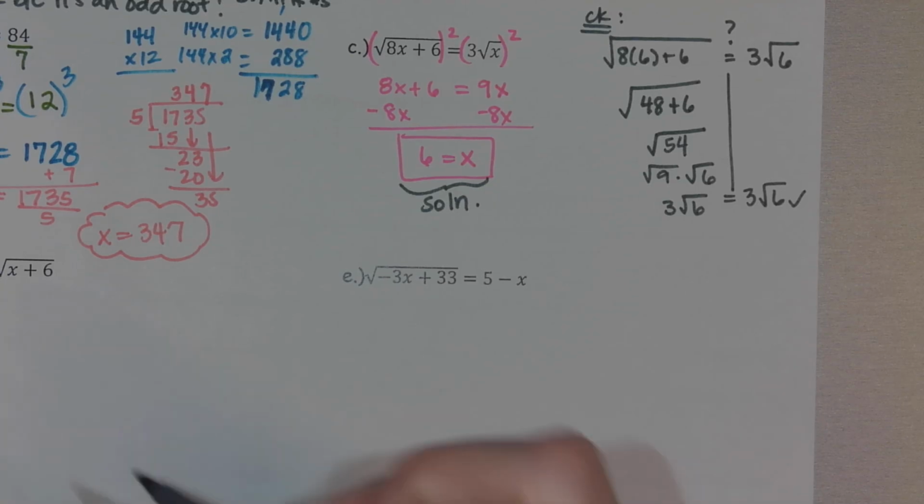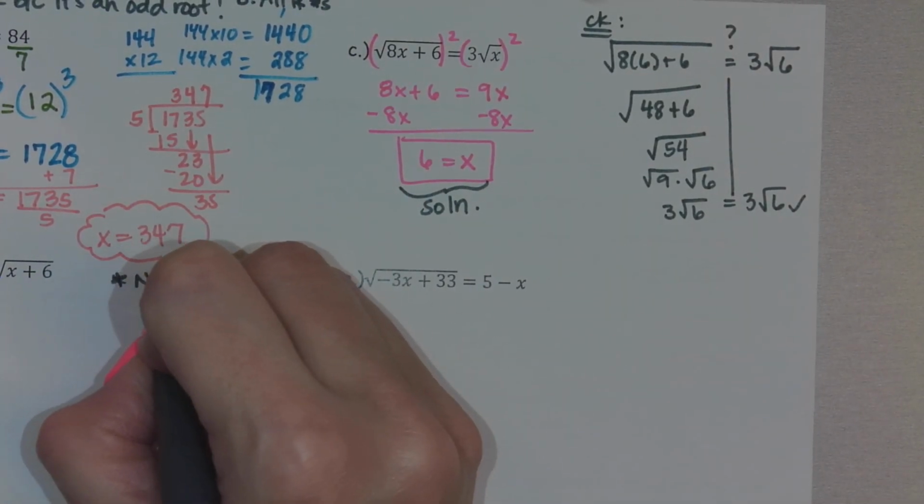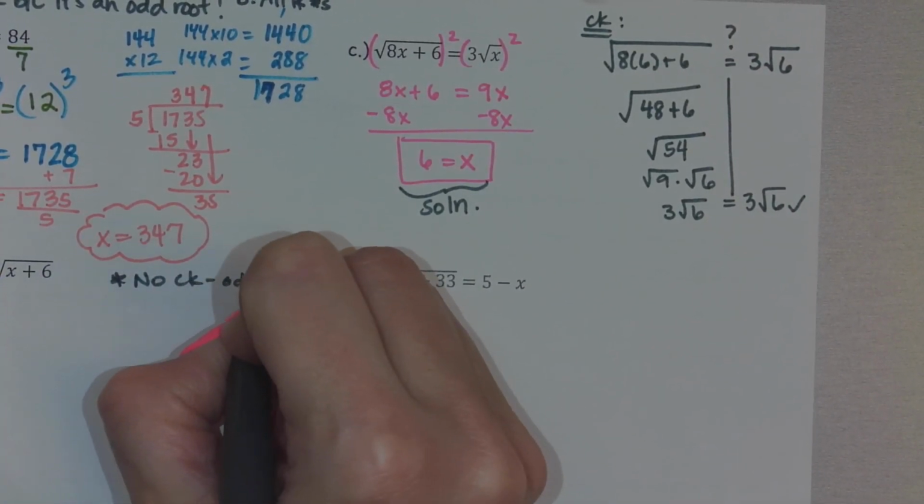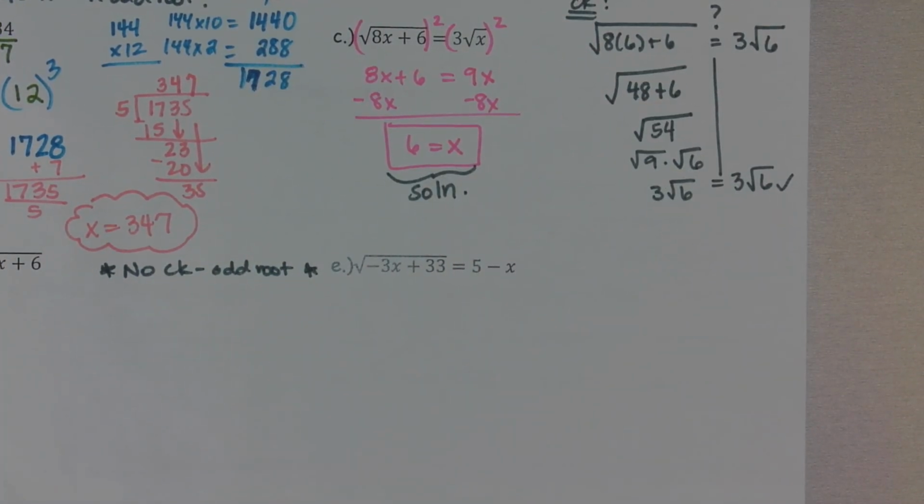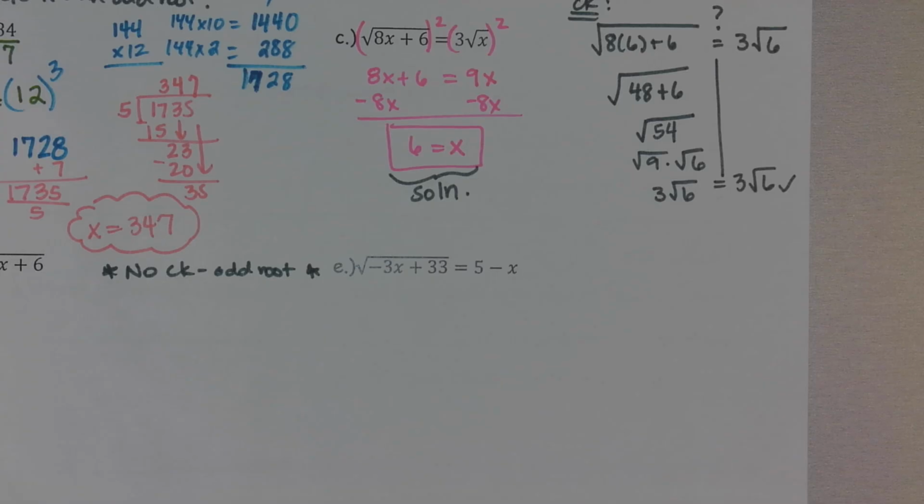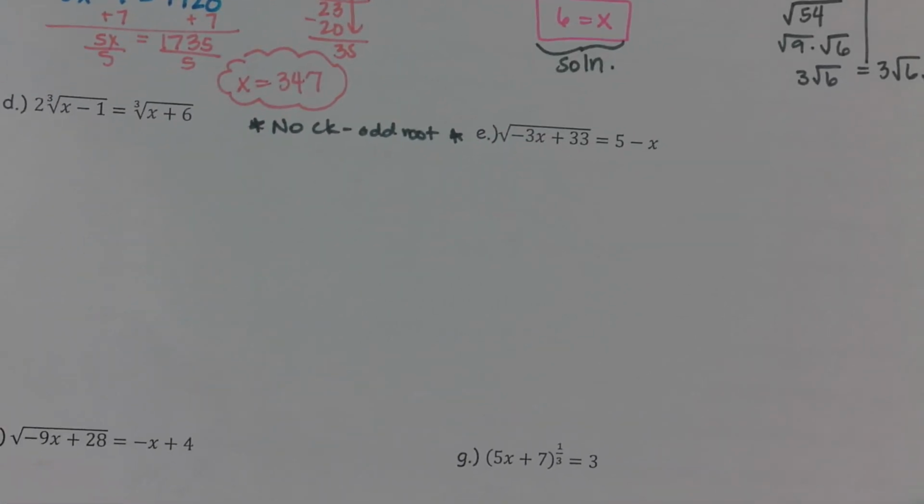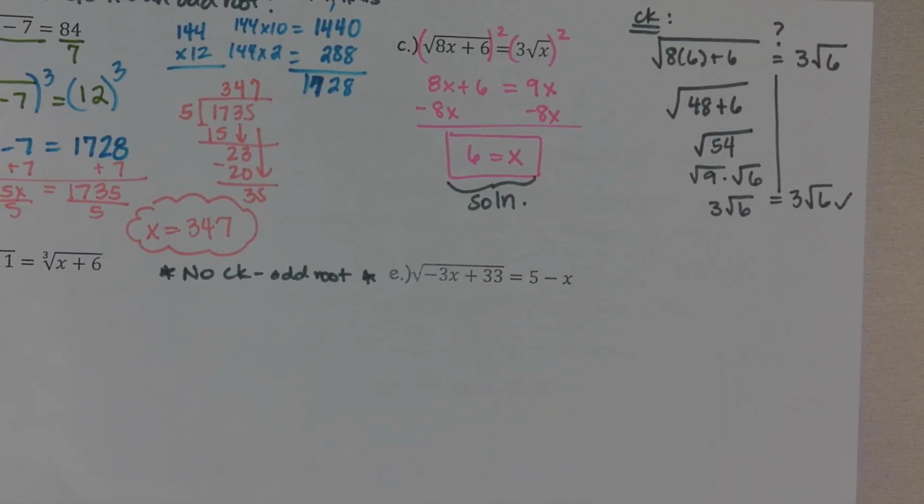Okay, and then D is an odd root, so no check. Based on what we did for part C, I want you to do part D. Well, I want you to at least do the first step. You might need help with the second one. That's okay. Give it a go.